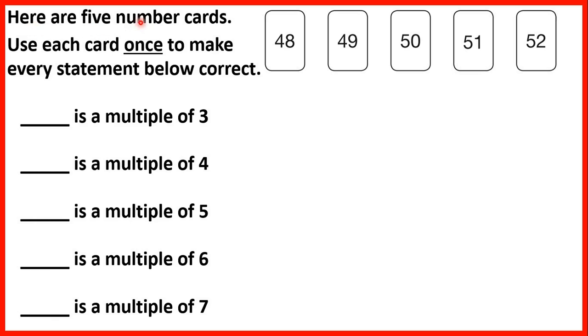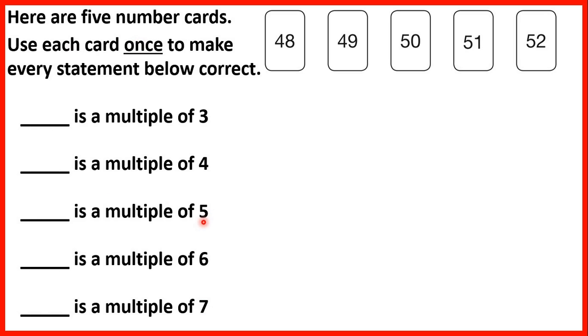Here are 5 number cards. Use each card once to make every statement below correct. So we have the numbers 48 to 52, and we want to know which number is a multiple of 3, 4, 5, 6 or 7, and we can only use each card once.